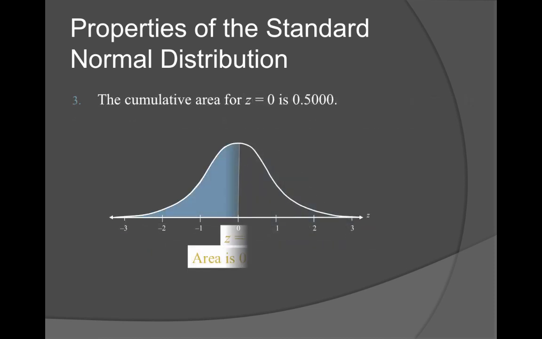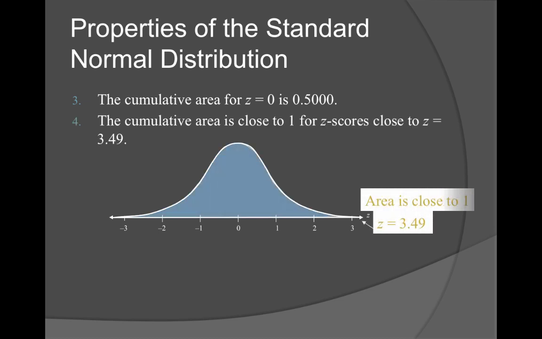The cumulative area for z equals 0 is 0.50, meaning if we're at the mean, 50% of the data lies below it. Well, duh, we're at the mean, we're in the middle. That's all that's saying: when we are at 0, at the mean, the light blue area is 0.50.